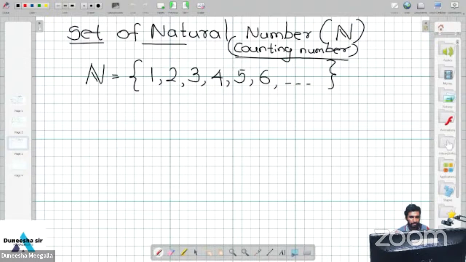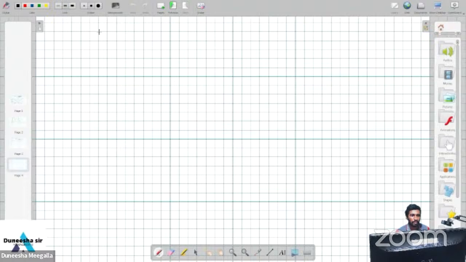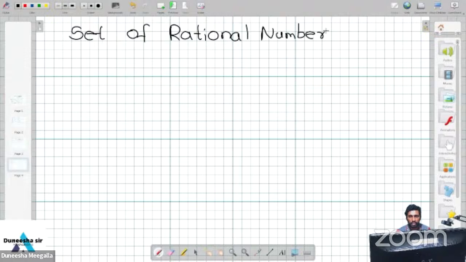ඉවරයිනේ. Okay, next we are going to discuss the rational numbers. Set of rational numbers. What are the rational numbers? We use the Q, a double line for the Q. Okay. There are fractions.